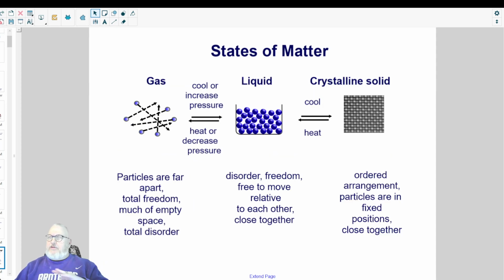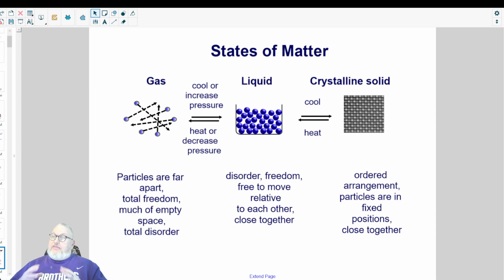The states of matter we talked about are gases, liquids, and solids. In gases, particles are very far apart. They've got total freedom. They can go wherever they want. They've got so much empty space, there's total disorder. If we heat or decrease the pressure on a liquid, we have a gas. If we cool a gas or increase the pressure, then it can form a liquid.